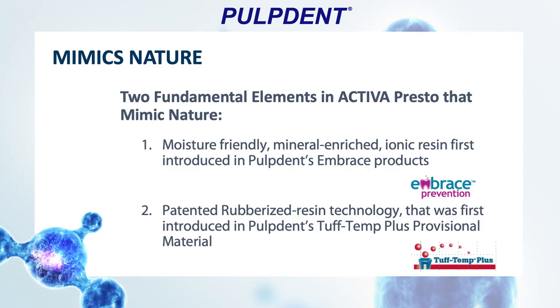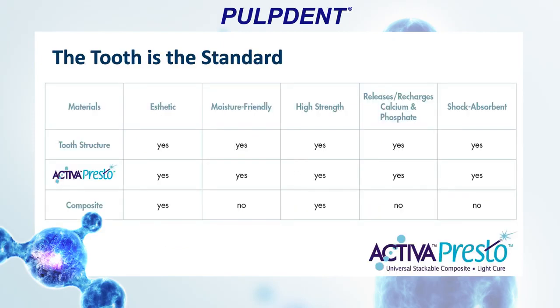The two fundamental elements of ACTIVA Presto that mimic nature: number one, the moisture-friendly, mineral-enriched ionic resin first introduced in PulpDent's ACTIVA BioACTIVE products. And then the patented rubberized resin technology that was first introduced in PulpDent's Tough Temp Plus provisional crown and bridge material. The tooth is the standard. And if you look at these different categories: aesthetics, moisture-friendly, high strength, release and recharge of calcium, shock absorbency. If you look at natural tooth structure, it is positive in all of those categories, as is ACTIVA Presto.